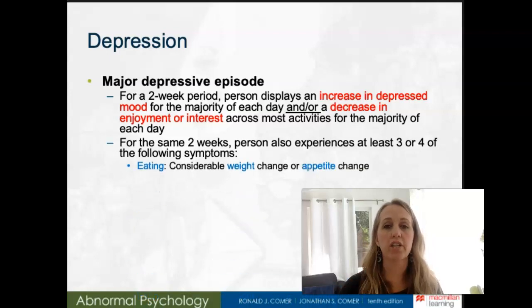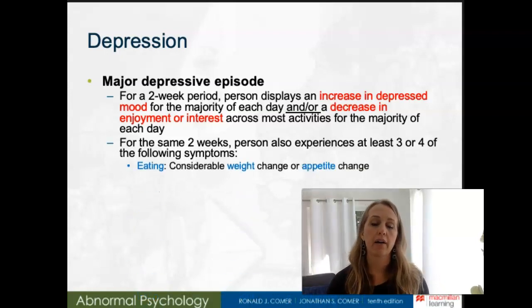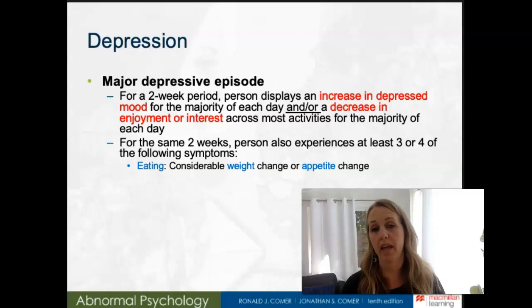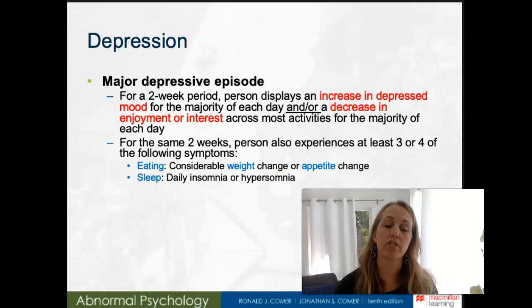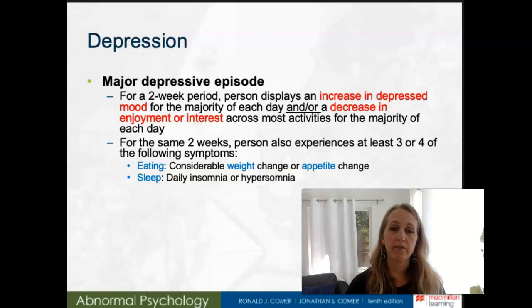So they're going to have a change in their eating. Either they're going to have an increase in appetite where they just eat all the time. We'll see that with people, they'll gain weight in depression, or they will lose their appetite and not want to eat anymore, and they'll lose a bunch of weight. So we'll see their appetites change, and therefore usually their weight will also change. We see a change in their sleeping. So sleep can be affected.